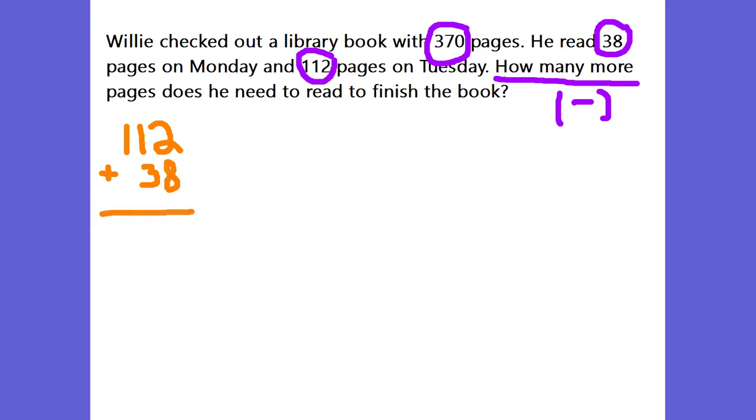Alrighty, I know 2 plus 8 is 10. Let me carry the 1. 1 plus 1 is 2, plus 3 is 5, and 1 plus nothing is 1. This would not be my final answer, so make sure that you're remembering it will not only take one step to solve a problem in 7th grade. My next step is to go ahead and subtract.